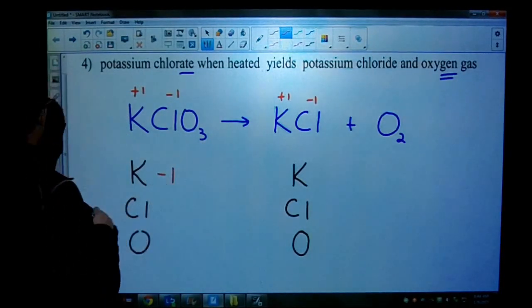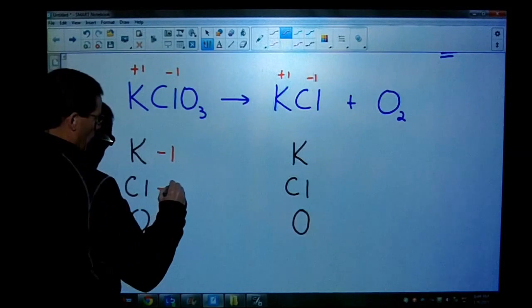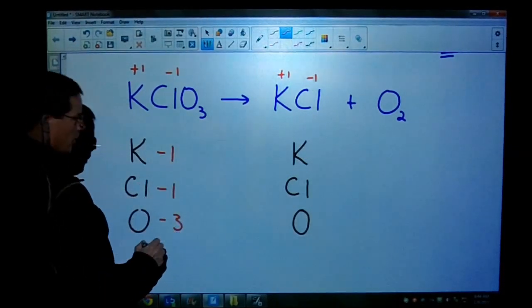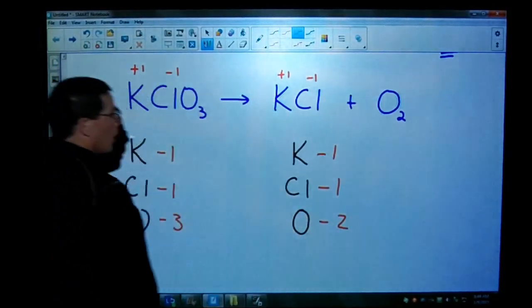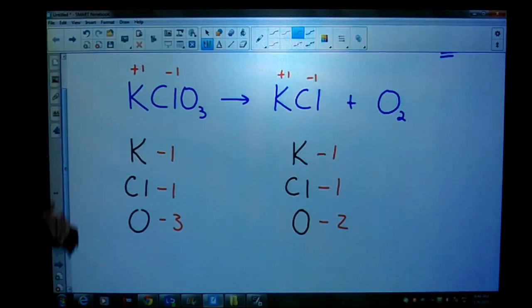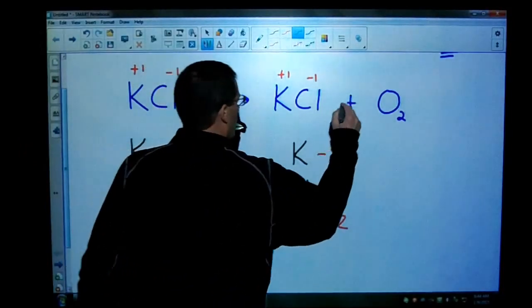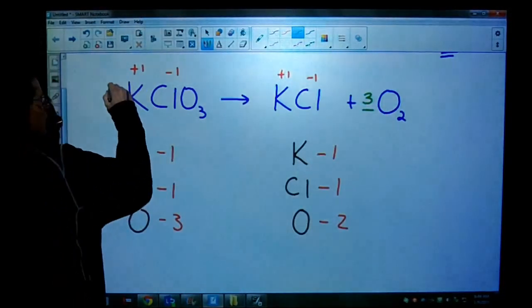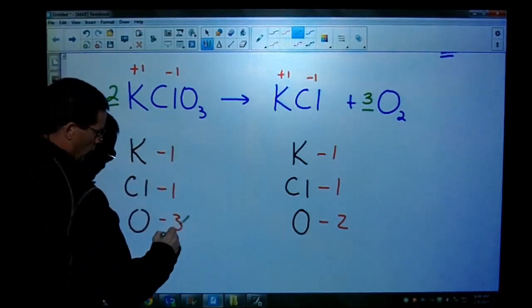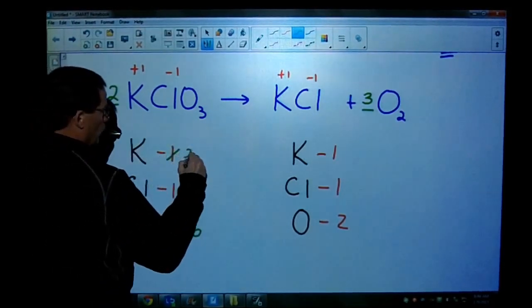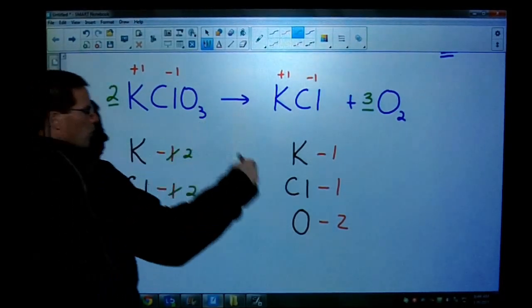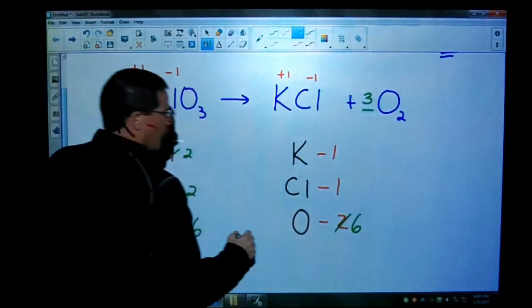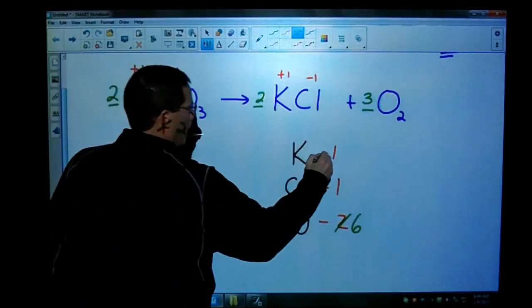We have 1 potassium here, 1 chlorine, and 3 oxygens there; 1 potassium, 1 chlorine, and 2 oxygens here. So again, your potassium and chlorines are the same at this point, so we have to go right to the oxygen. Since we have 3 here and 2 there, let's go ahead and balance that out. Now that gives us 6 oxygens, but also it gives us 2 potassiums and 2 chlorines. We have 6 oxygen on this side. So to balance that out, put a 2 right there.